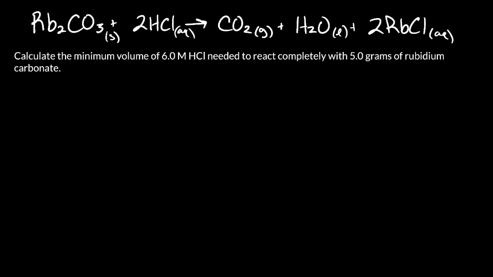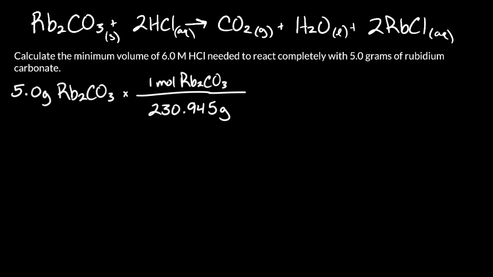Well, the first thing that we've got to do is take this 5 grams of rubidium carbonate and turn that into moles. And so the way we're going to do that is we're going to divide 5 grams by the molar mass of rubidium carbonate. Okay, so there's my first step. So we're doing 5 grams of our compound divided by the molar mass of that compound. So I just went and added up the molar mass of rubidium carbonate using the periodic table. Actually, I didn't. I just Googled it, but that's how you would get the molar mass.